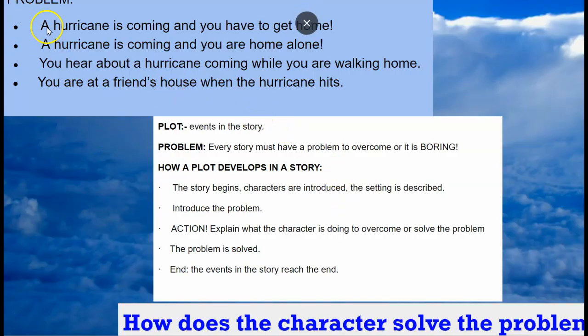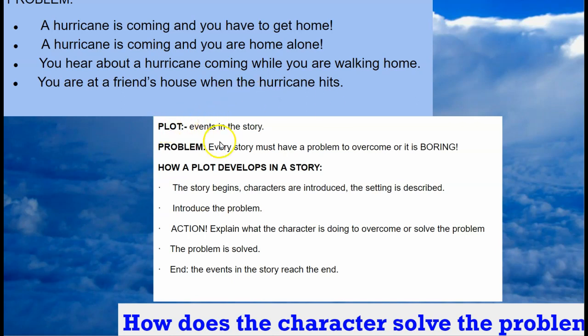So with your problem, we already talked about it. Somebody said this: a hurricane is coming, right? And you have to get home, or a hurricane is coming and you are home alone. You hear about a hurricane coming while you are walking home. You are at a friend's house when the hurricane hits. So where are you in your story when the hurricane comes? Could be at a beach, right?